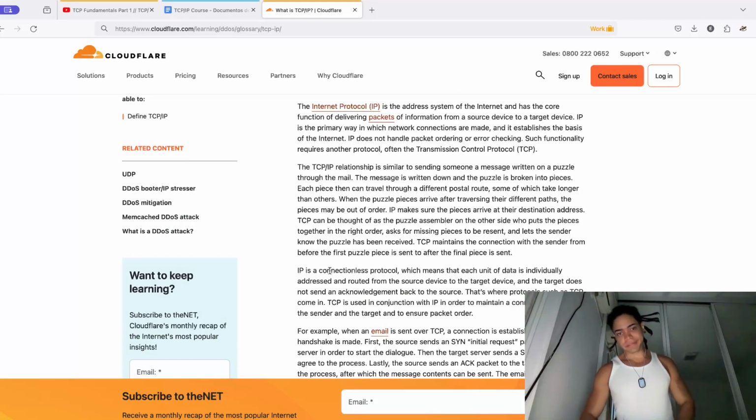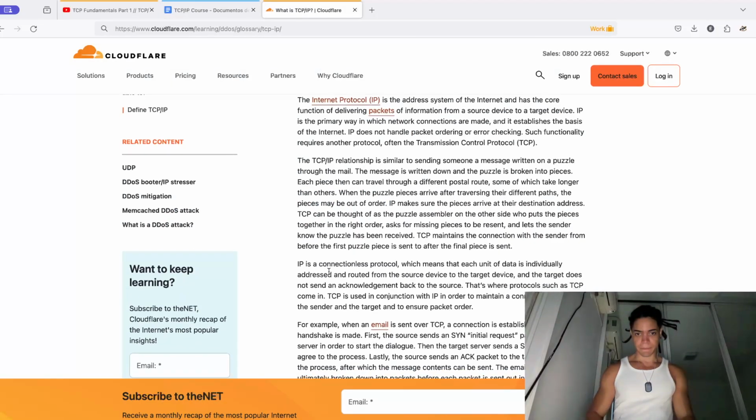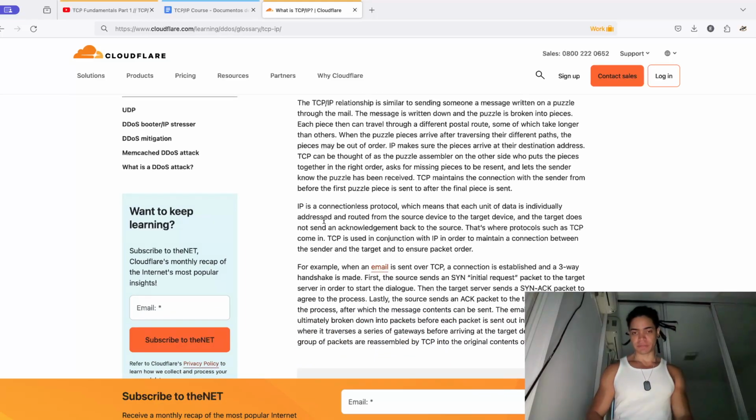So this might be a good example of this. The TCP/IP relationship, like so. The IP is a connectionless protocol, okay? Which means that each unit of data is individually addressed and routed from the source device to the target device. And the target does not send an acknowledgement back to the source.